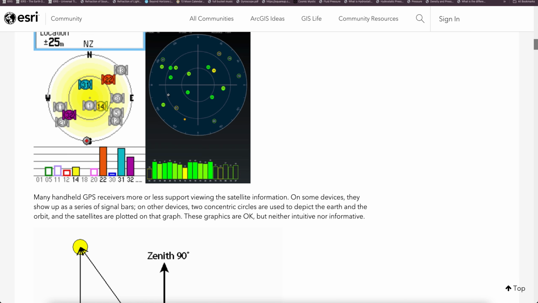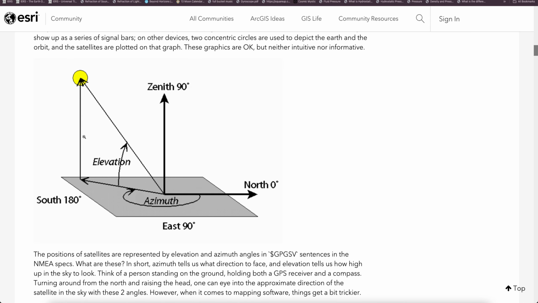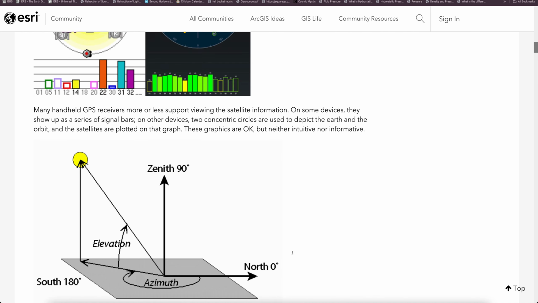And sometimes they're only things like this, where they're kind of giving a little acceptance of what's happening. Do you know what I mean? Here, look, this is what, at the end of the day, they have to do to calculate things. They have to claim that GPS is using azimuth and elevation. The positions of satellites are represented by elevation and azimuth angles, sentences in the NMEA specs, which are these. In short, azimuth tells us blah, blah, blah. Holding a GPS receiver and a compass, turning around from north and raising the head, one can eye into the approximate direction of the satellite in the sky. Yeah, the compass in the GPS receiver.